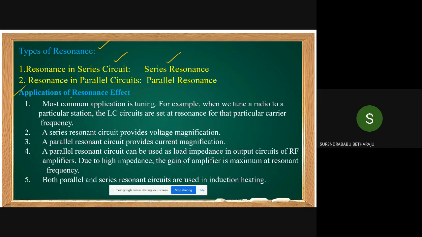But practically, in our BTech study or from any competitive point of view, we are not analyzing from a practical point of view. Our main motive is to understand the theoretical concept, and then apply that concept to solve the questions in competitive exams. That is our main motive, not practical understanding. But all of you know what the applications of the resonance effect are.